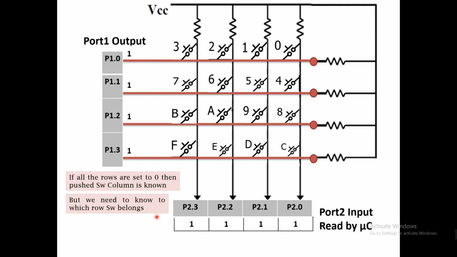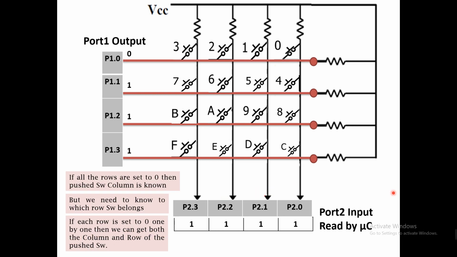If all the rows are set to 0, then the pushed switch column is known, but we need to know to which row the switch belongs. If each row is set to 0 one by one, then we can get both the column and row of the pushed switch. So instead of making all these 0, we will make one bit 0 at one time, then this one the second time, this one the third time, and the fourth time.